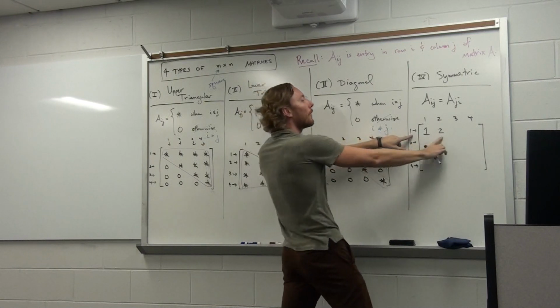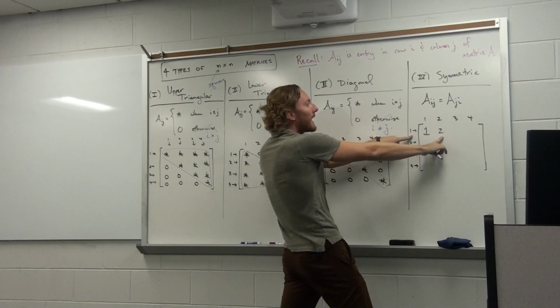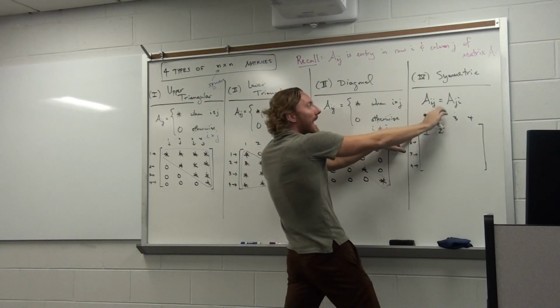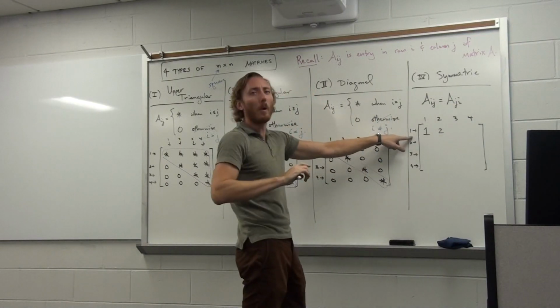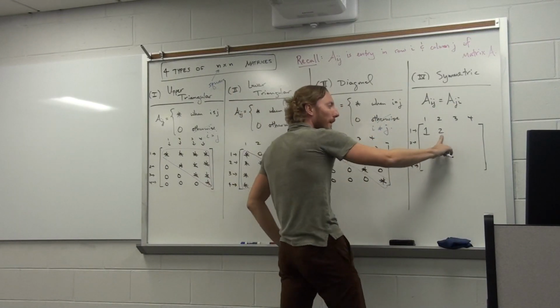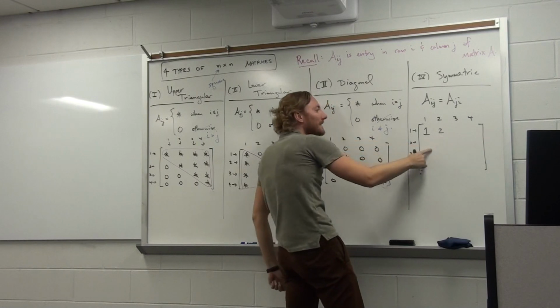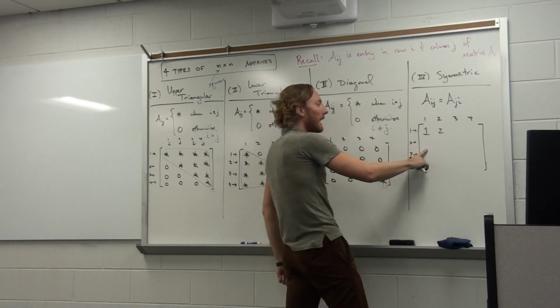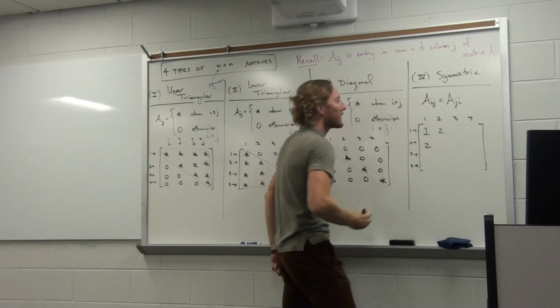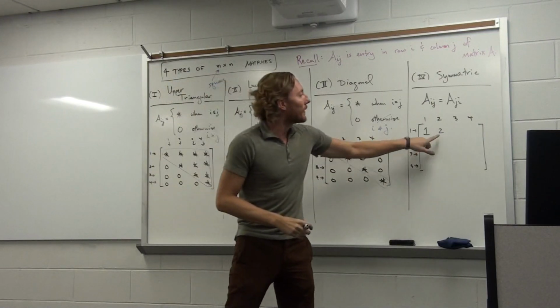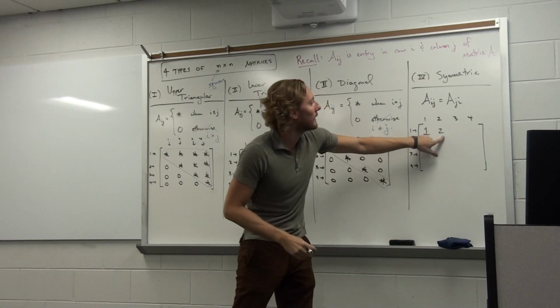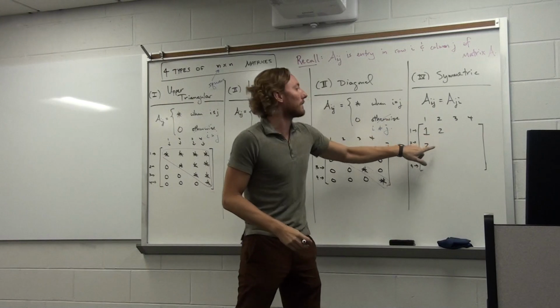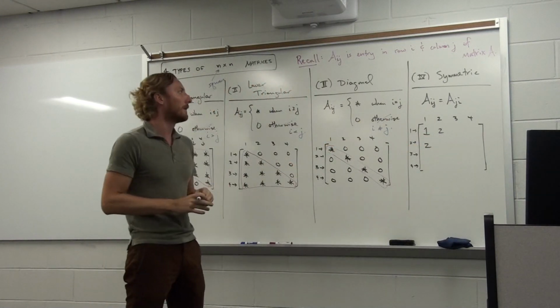And now, what do we know about this entry? The entry that's in A1,2 has to be equal to the entry that's in A2,1. So the entry that's in row 1, column 2 also has to be in row 2, column 1. By virtue of the symmetric definition, the 2 which has been inserted into row 1, column 2 has to also be in row 2, column 1.